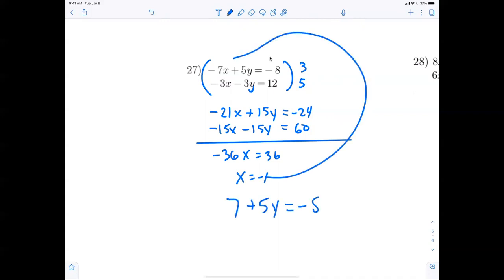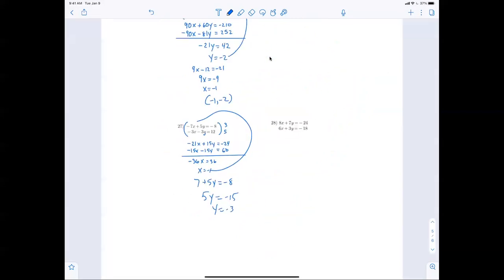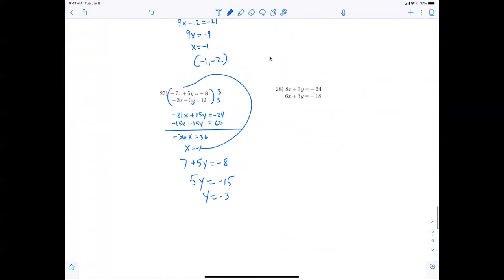Guys, I looked at the calendar. Our test is on Wednesday. So again, guys, please. Evens for homework. Evens for homework. You're welcome. No complaints.